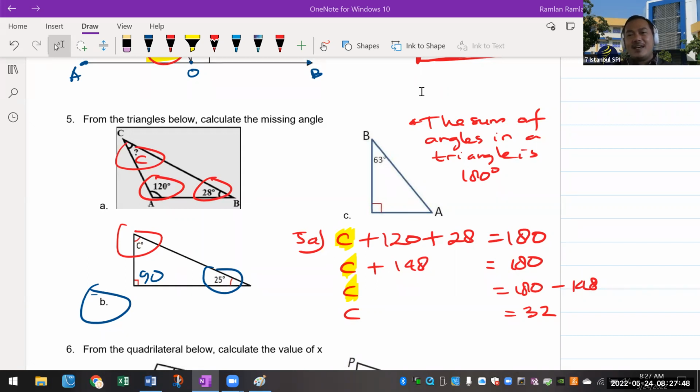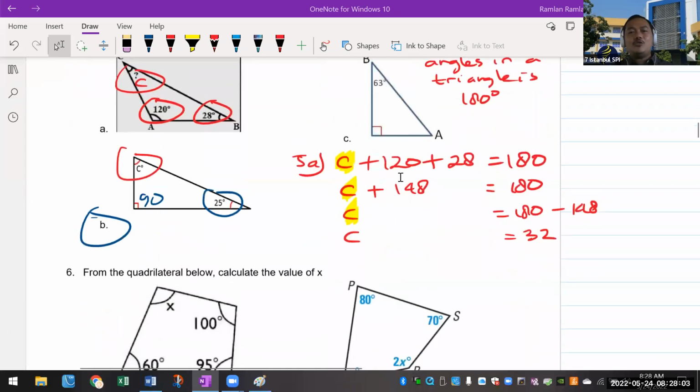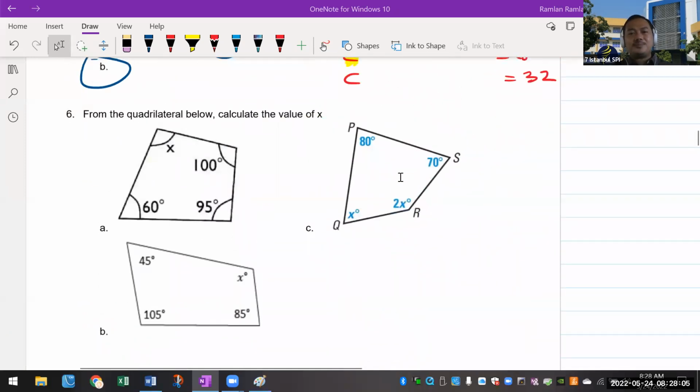Oh, yeah, we have Raihan, very good. Yes, Bima, and then Aziza, correct. Yes, Darren, correct now. Okay, so I don't need to ask you guys about question C because it's the same thing. Let's just go to the next question, number 6.